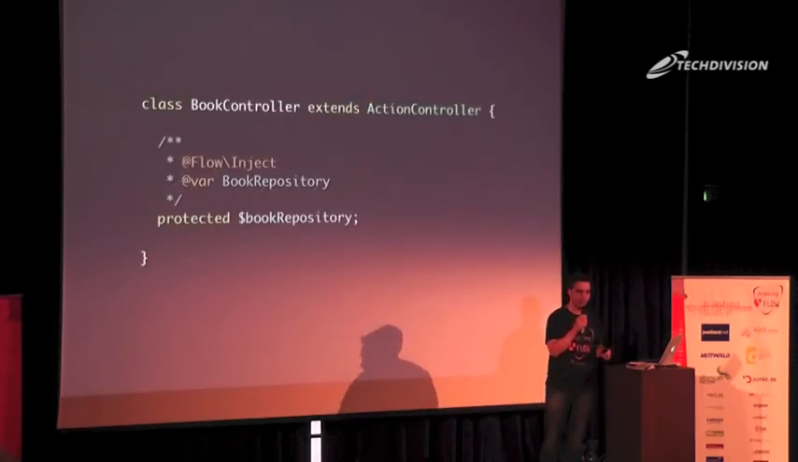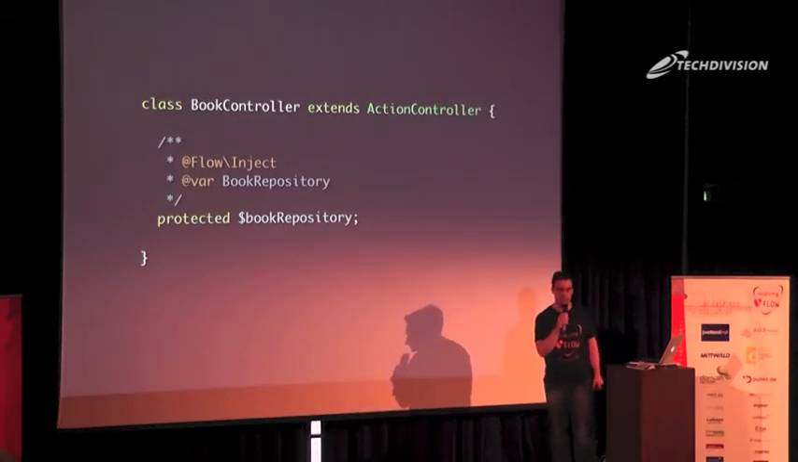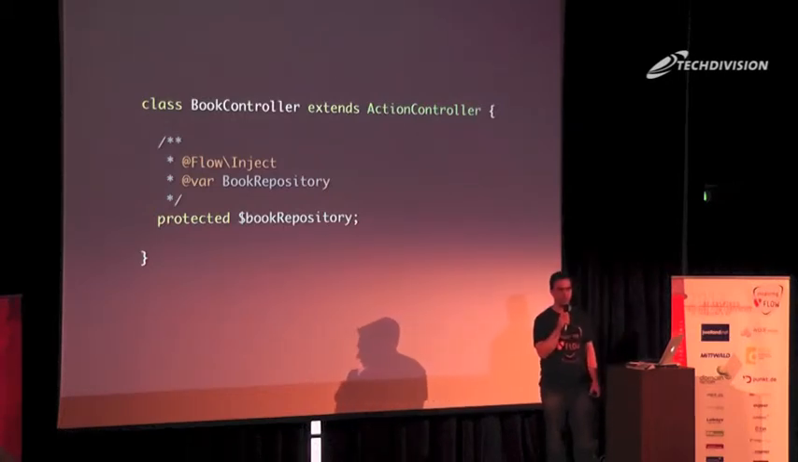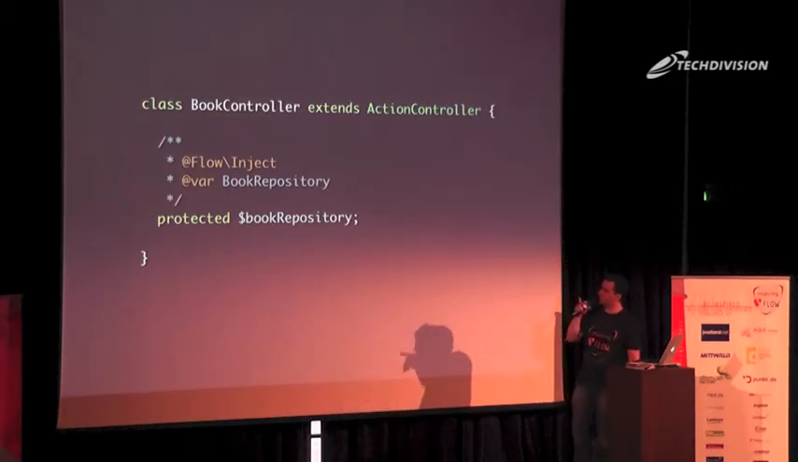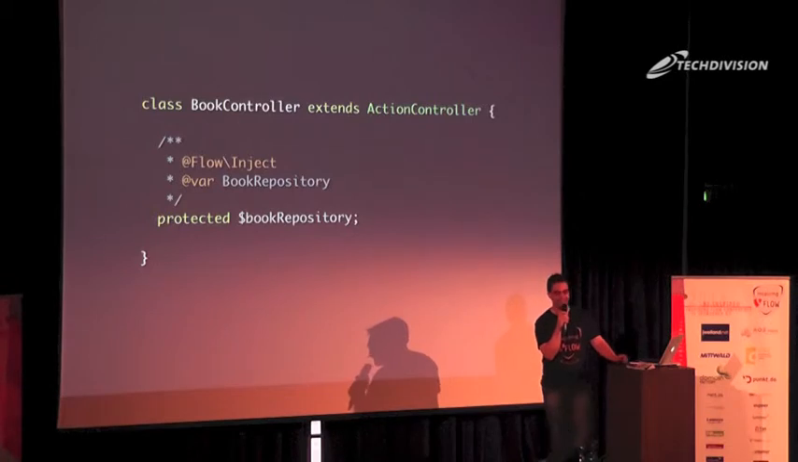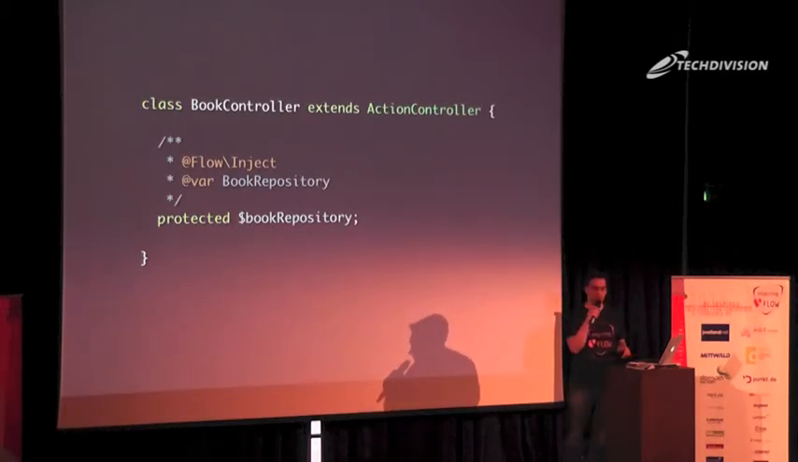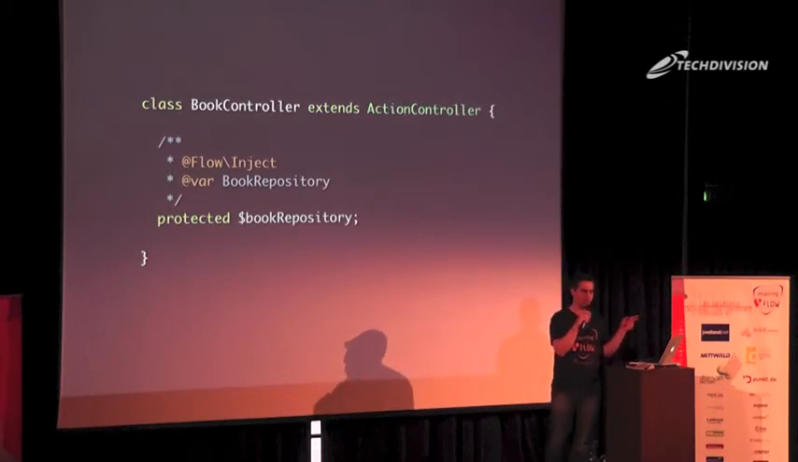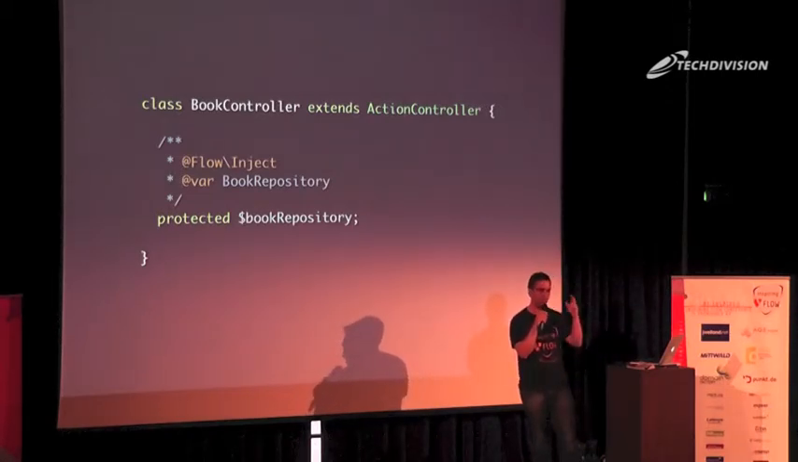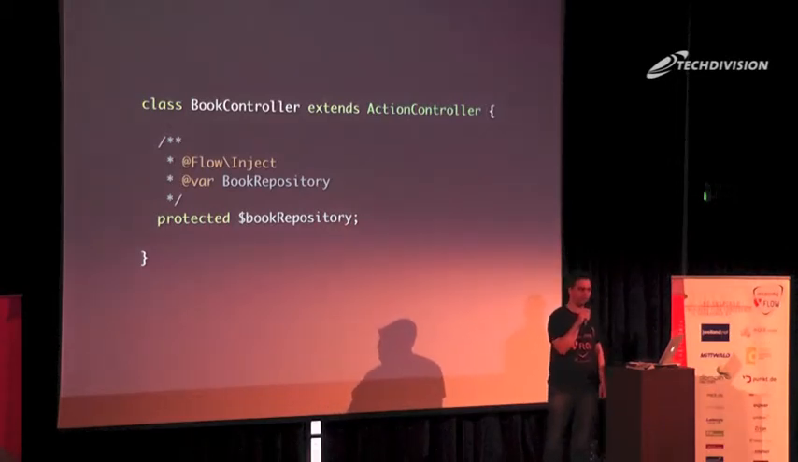Lazy dependency injection only works for property injection. So you have constructor injection, setter injection, and we have property injection. You just use the inject annotation. This is, by the way, also the fastest way to use dependency injection in Flow. Because internally, which you will see in a second, this is just book repository equals object manager get book repository, which is really fast.